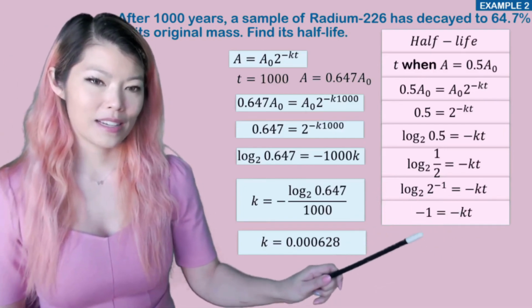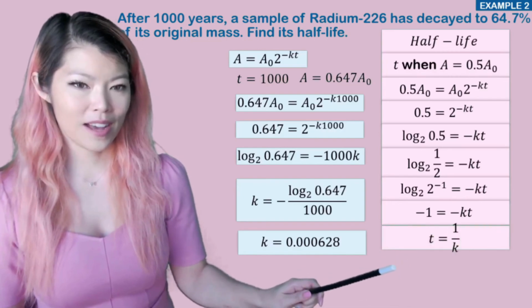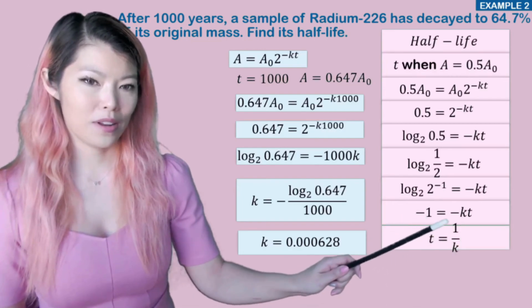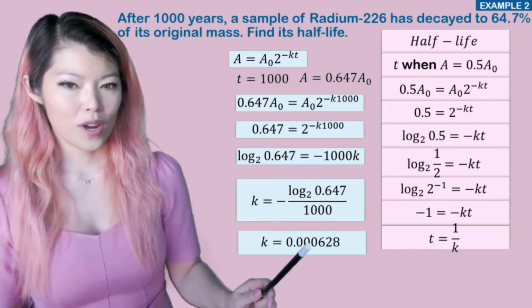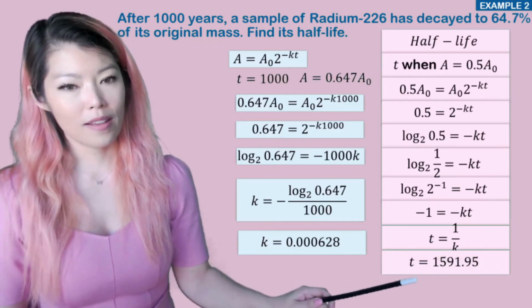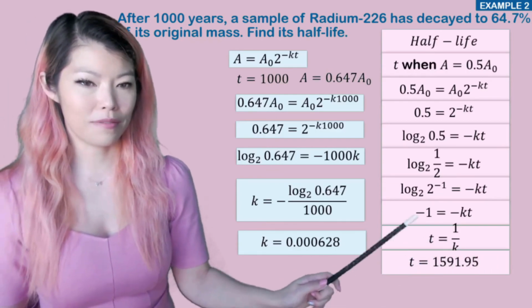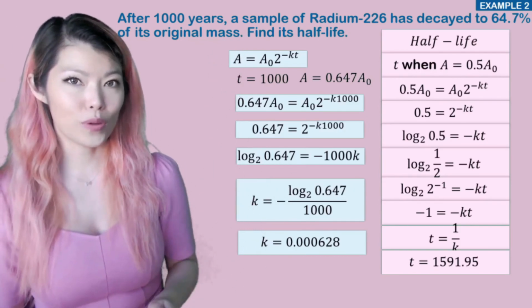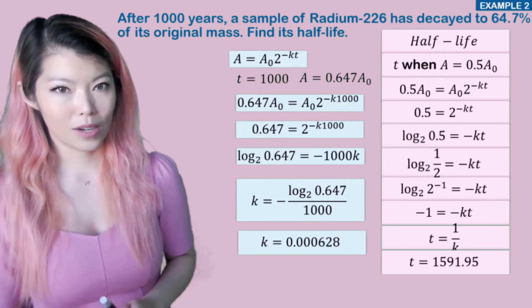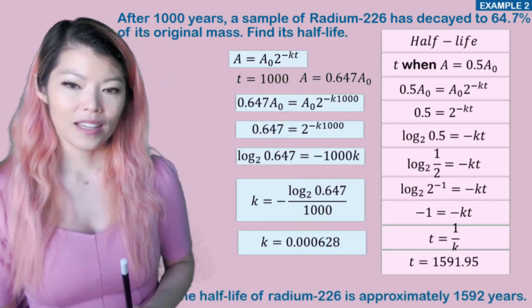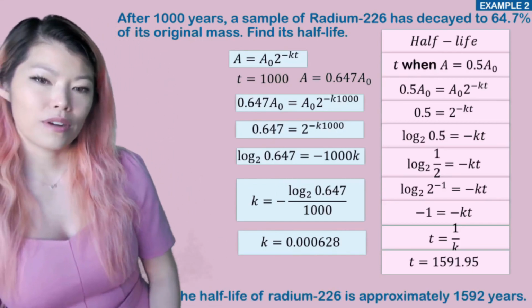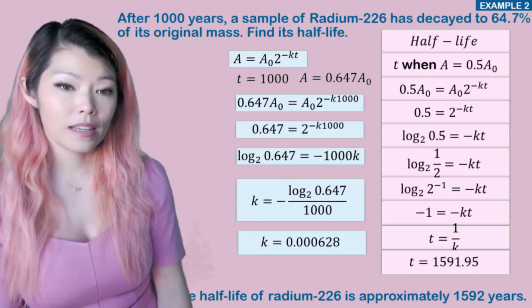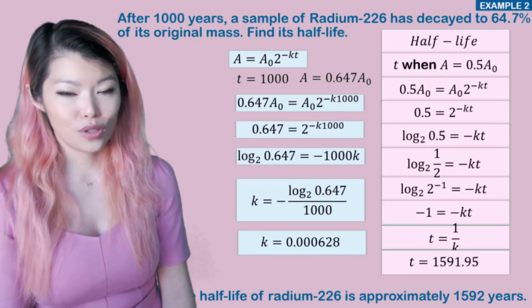So now we divide by negative K on both sides. We get negative and negative, which is positive. So 1 over K, T is equal to 1,591.95 years. And always round up, sorry, not always, most of the times round up, depending on the question. Read it again. So the answer is the half-life of radium-226 is approximately 1,592 years.